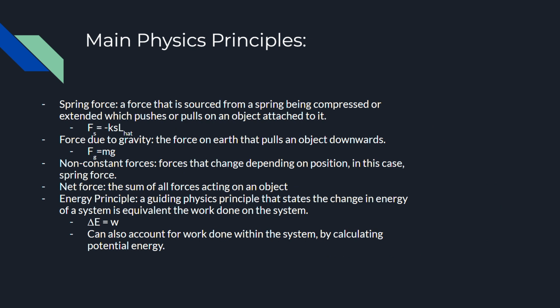The spring force is a force that is sourced from a spring being compressed or extended which pushes or pulls on an object attached to it. A formula for spring force is F_spring equals negative k times s times L hat, where k is the spring stiffness, s is the change in length between the measured length and the relaxed length, and L hat is just the direction of the spring pointing from the source of the spring to the system that's actually being acted on. A force due to gravity is the force on Earth that pulls an object downwards, which is summarized by the formula F_gravity equals mass times g.